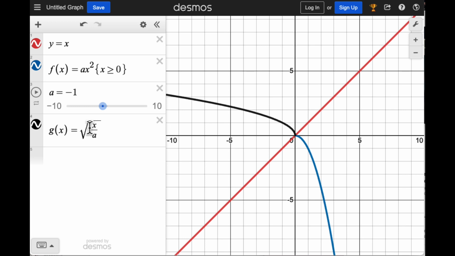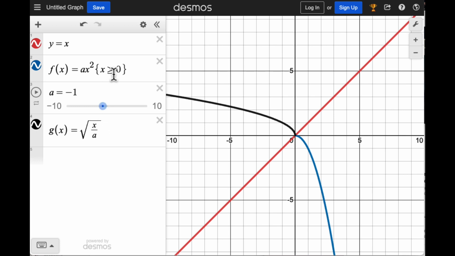But didn't we restrict the domain of the function to non-negative values of x? Yes, but only for f of x. There are no restrictions on g of x. In fact, we don't need to restrict the domain of g of x once we've restricted it for f of x. So the inverse of even the simplest quadratic function needs limits on its domain in order to find the inverse of this function.